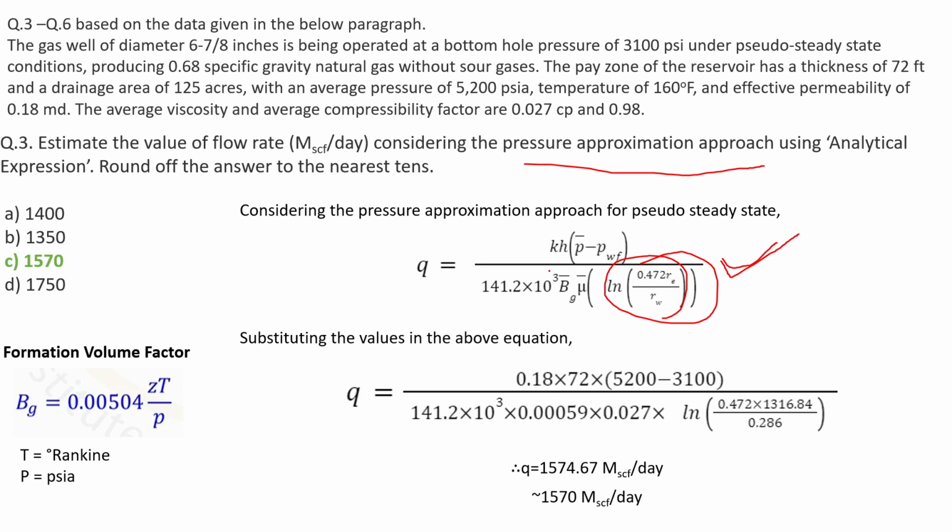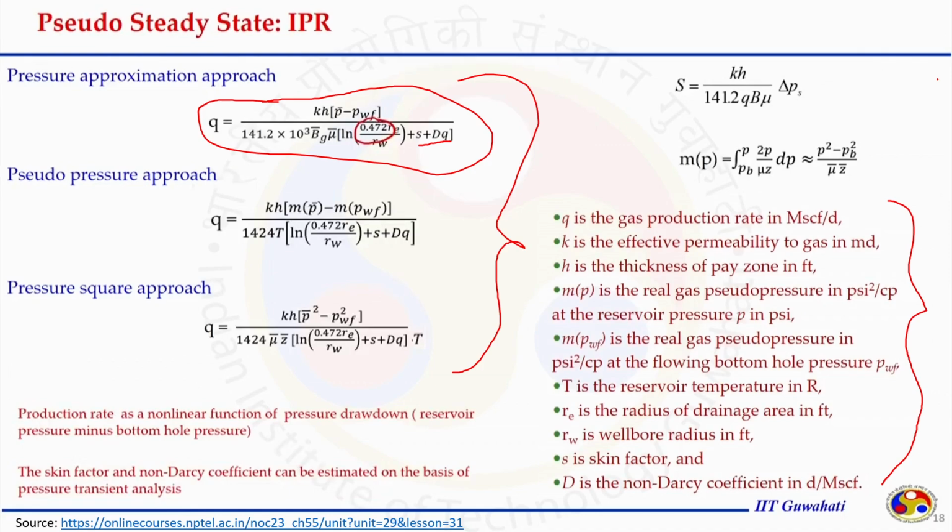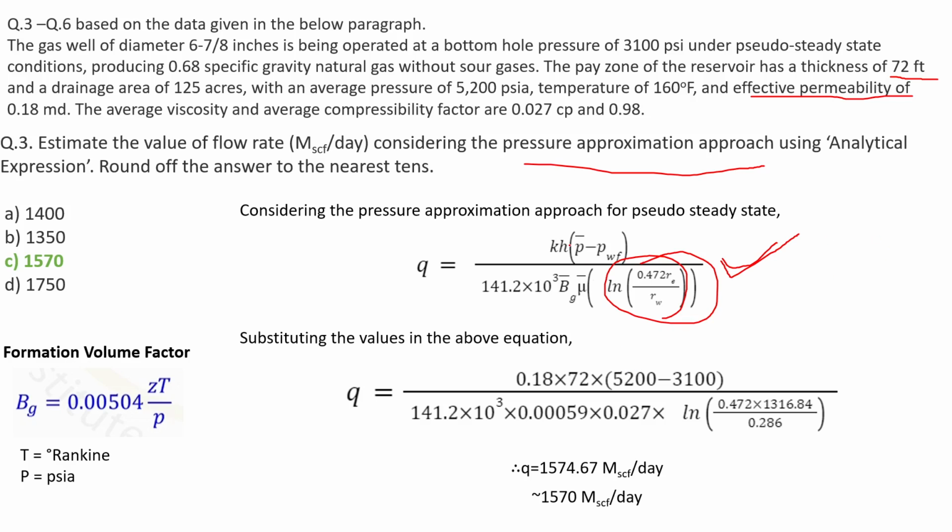Now all the values are known to us. The K value, that is 0.18, which is the effective permeability. So K will be the effective permeability. H is the pay zone thickness, that is 72 feet. As you can see, it has to be in feet, so they have kept this in feet. P dash minus PWF: P dash is the average pressure that has to be considered in PSI, and PWF, that is the bottom hole pressure, is also in PSI. So all these terms we noted down.